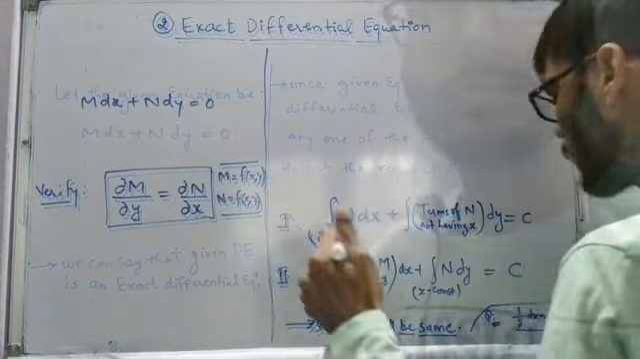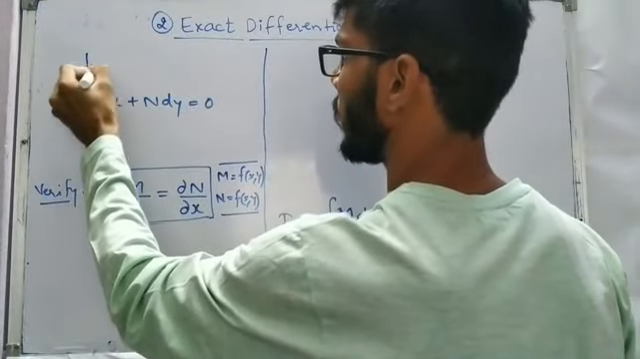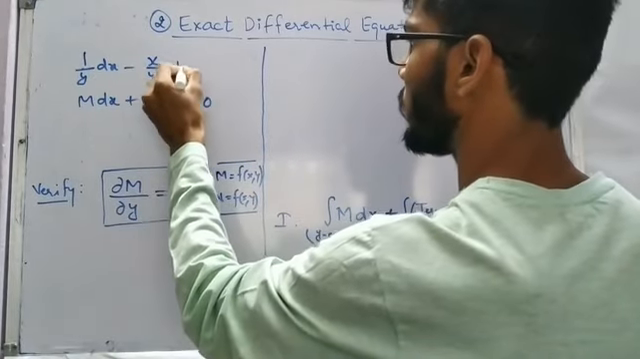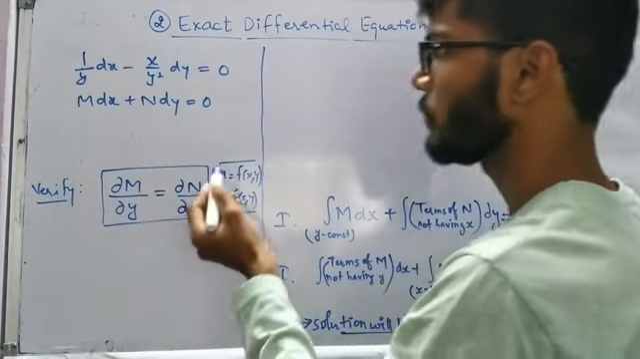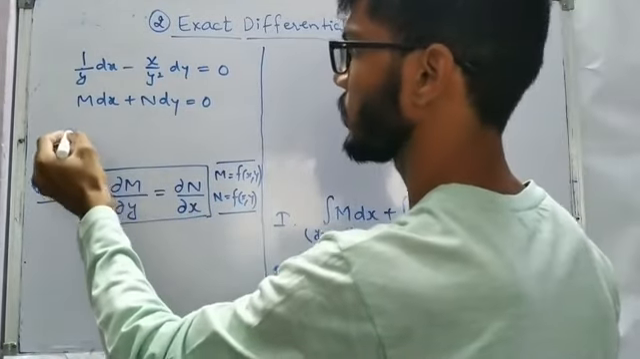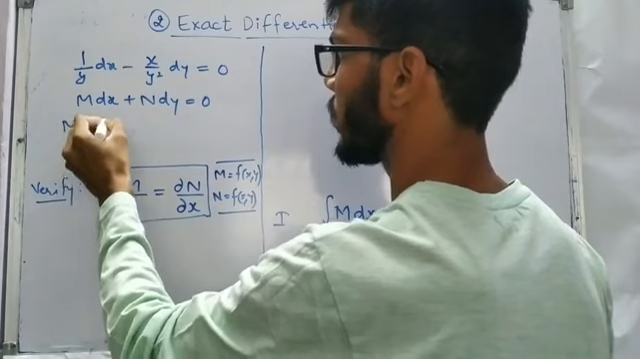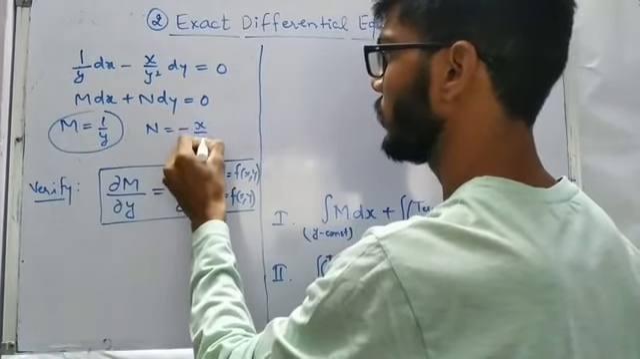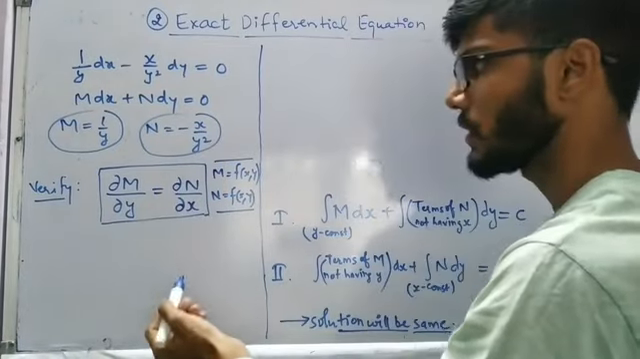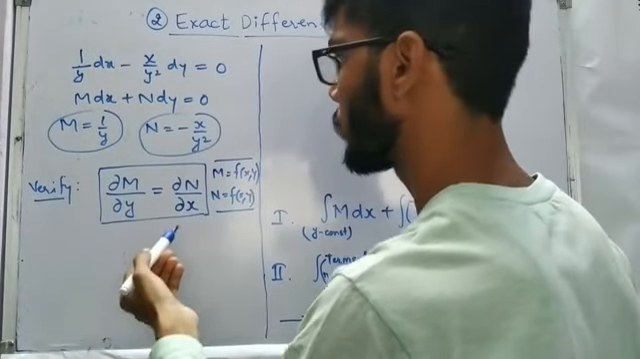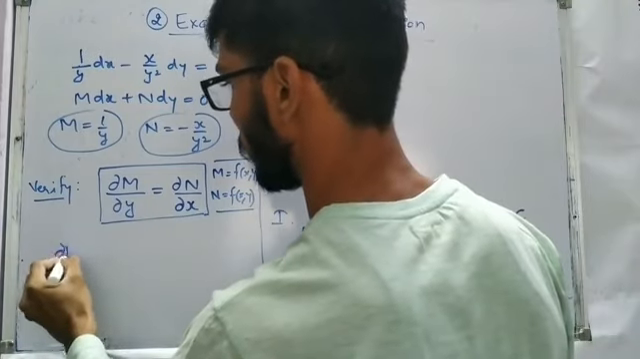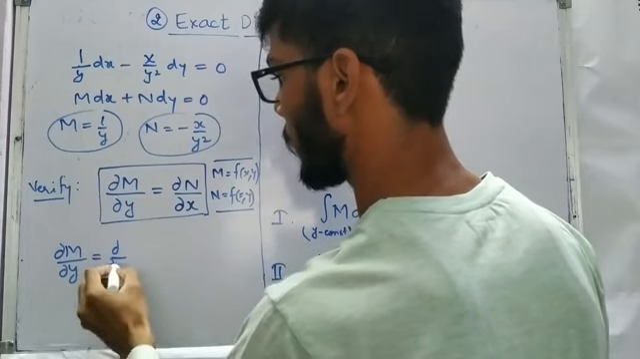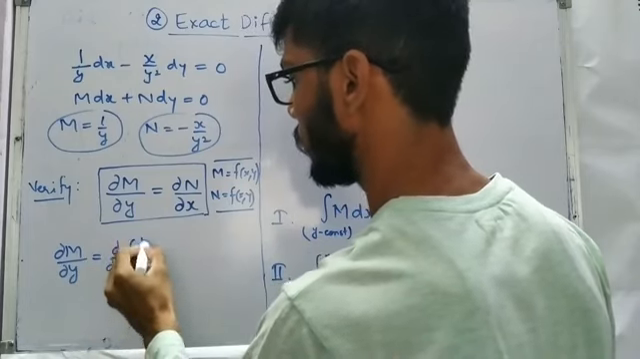So the example number 1 I have taken is 1 upon y dx minus x upon y square dy is equal to 0. If we compare it with our standard equation M dx plus N dy equal to 0, we get M is equal to 1 upon y and N is equal to minus x upon y square. Now we'll verify whether dou M by dou y is equal to dou N by dou x or not. So for dou M by dou y, we have to partially differentiate the terms of M with respect to y. So this is 1 upon y.